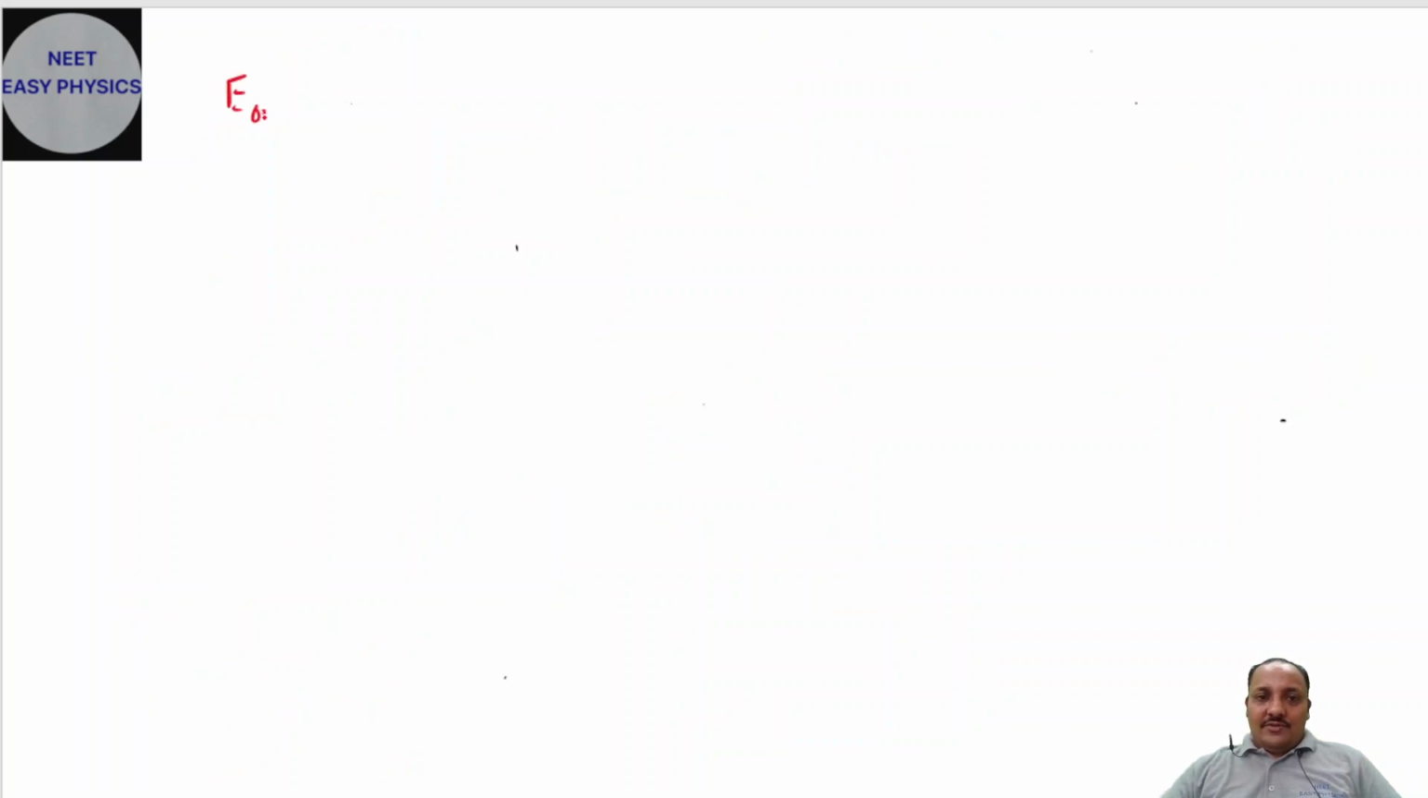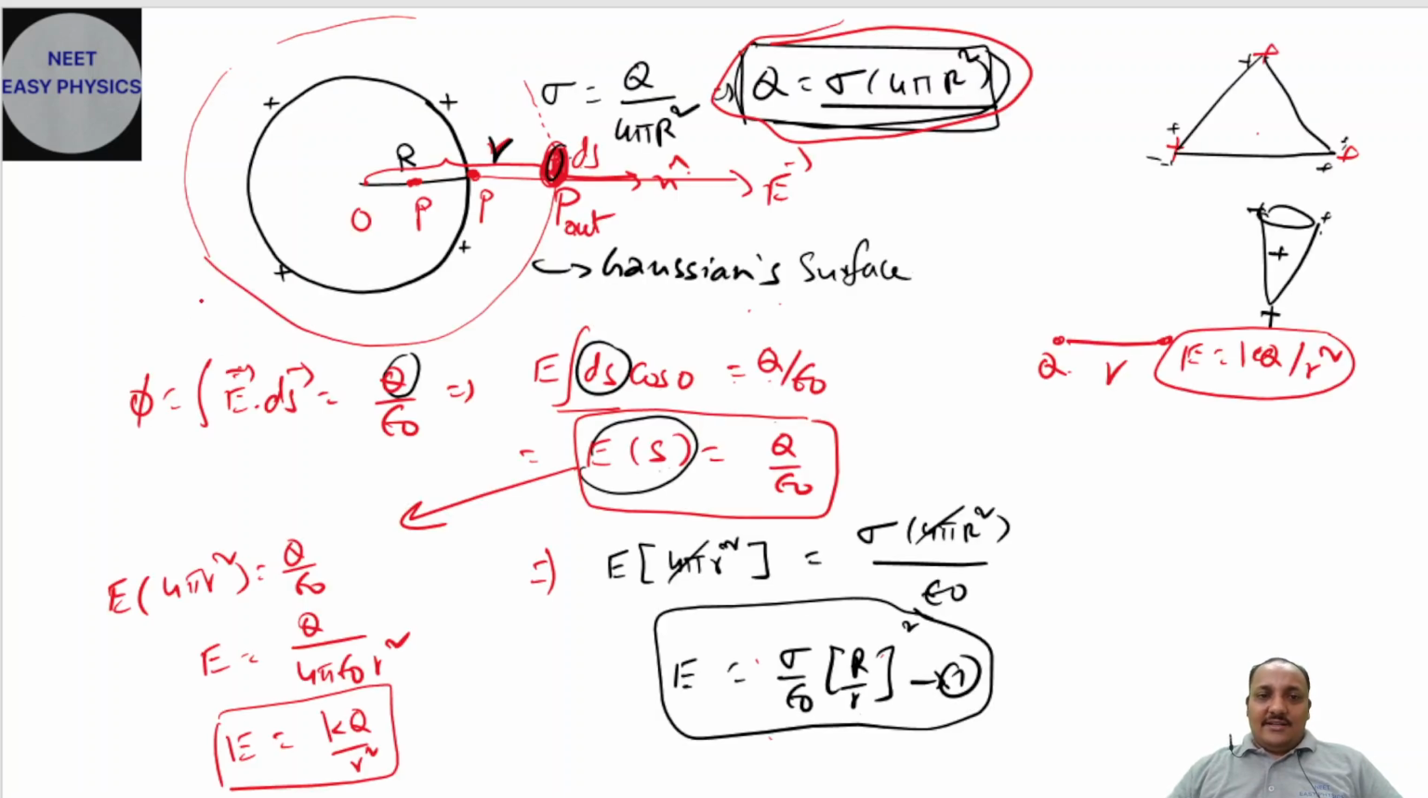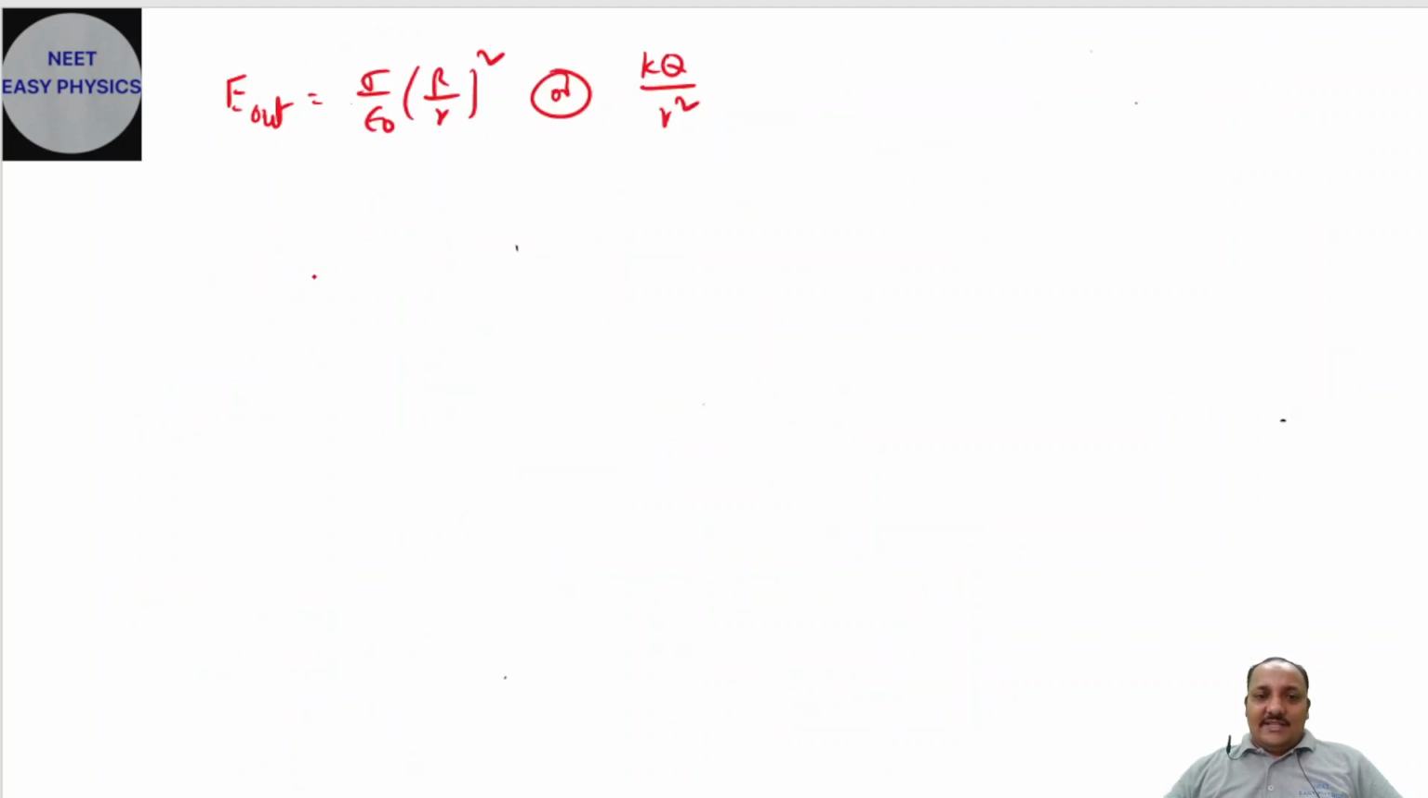So E outside is equal to sigma by epsilon naught into capital R by small r whole square, or kQ by small r square. What is small r here? Distance from the center to the point where we have taken. Next step: if you are taking a point on the surface, now the point is going to be here.